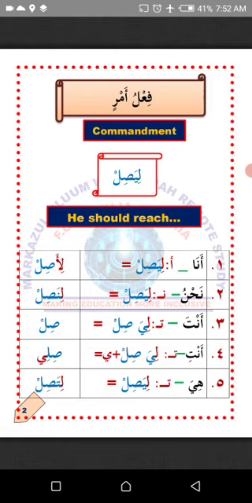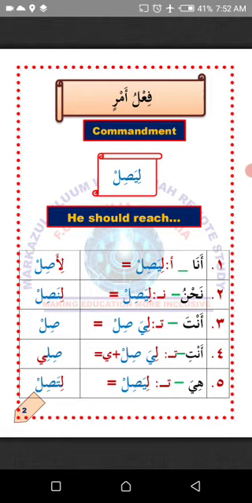Ithnan, number two. Nahanu, we. So how do we change the verb liyashil to suit nahanu? All you need to do is to detach ya'un and attach nunun. So the verb liyashil will now become linashil, which means we should reach.